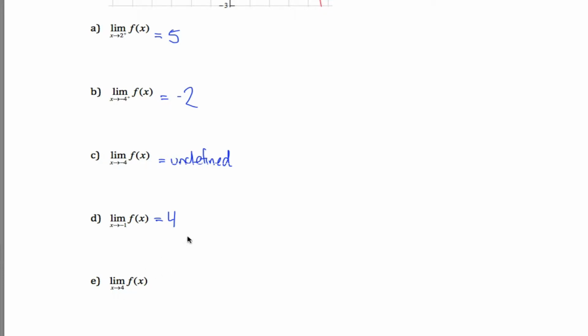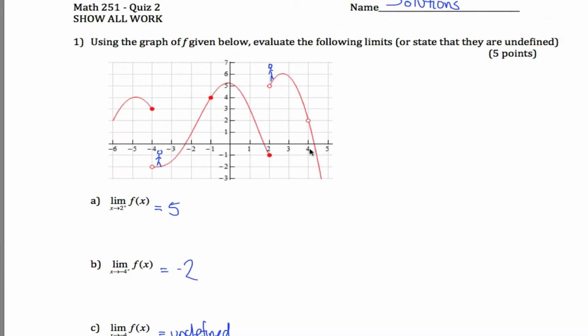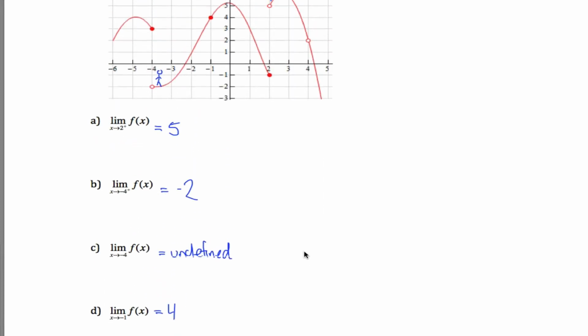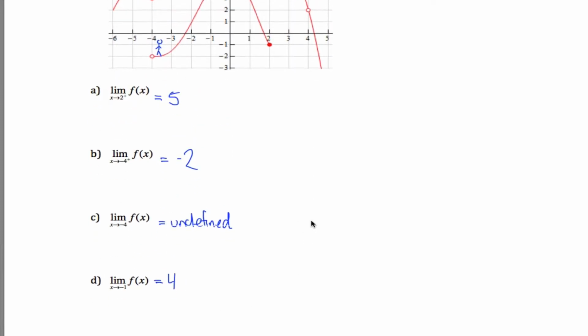And then finally, the limit as x approaches 4. Again, it doesn't tell me which side, so I have to consider both sides. When I come from the left, my height approaches 2. When I come from the right, my height also approaches 2. Because 2 is the same as 2, my answer is 2. That's it. Call that good.